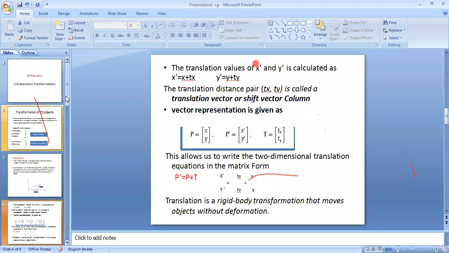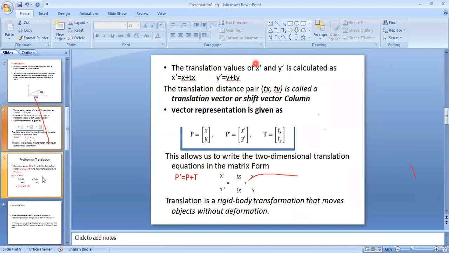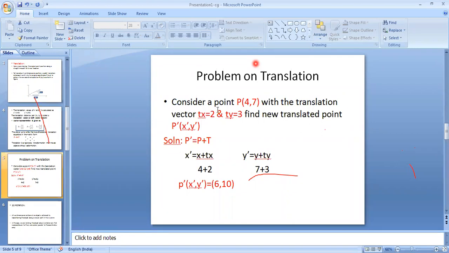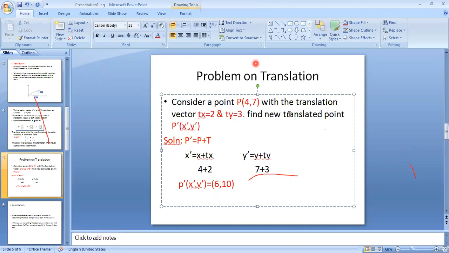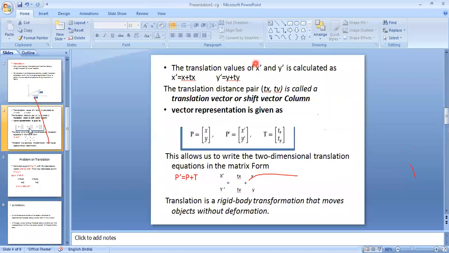Fine, right? So here is a simple problem on translation which they may ask you. Consider a point P which is (4, 7) with the translation vector tx equal to 2 and ty equal to 3. Find the new translated point P dash, which is x dash and y dash. So according to my phenomenon, P dash is nothing but P plus T. P dash is my new point, so my new point is equal to the old point plus this translation vector along the x axis and y axis. That is, my P dash is nothing but x dash and y dash. Fine, right?